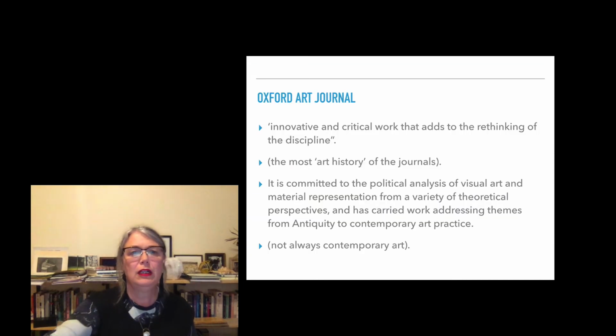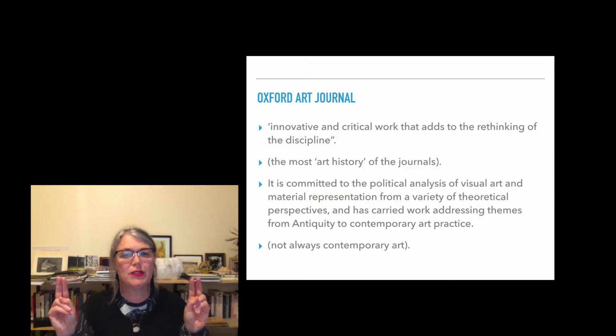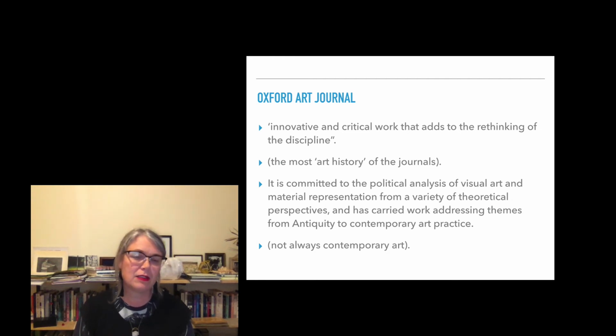Oxford Art Journal has been around for a long time. It's the most art history of the journals that we're talking about. But what it does that is really important is it's always political. So even if it's looking at Bruegel or some much older artworks, it's always looking at these in the context of visual art and material representation. So it covers the entire range of art history. It's not always contemporary art, but it does really push at the border of thinking of what is art history and how does art history work. So that might be the journal for you.